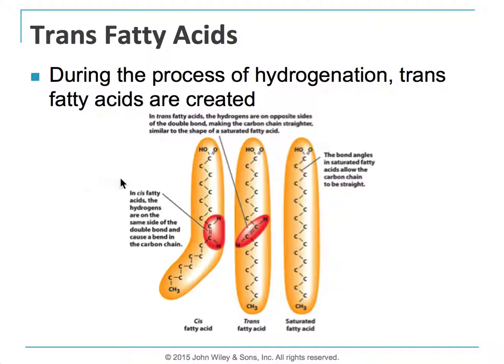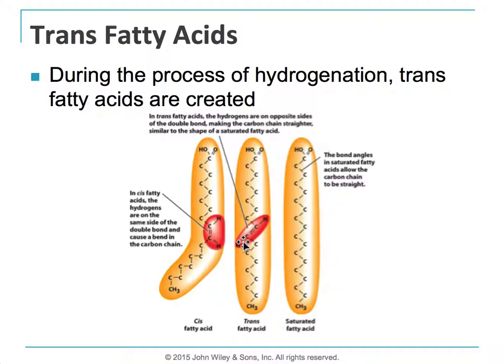because it is really not healthy for the body. So this photo down here at the bottom is from your text, showing a visual representation of the difference between the different types of fatty acids. So over here on the left, we have what we would consider to just be a normal unsaturated fatty acid. We have the double bond here between these two carbons. When hydrogenation occurs, the hydrogens on these two carbons with the double bonds are swapped, so that instead of occurring on the same side of the double bond, now they are on opposite sides of the double bond.